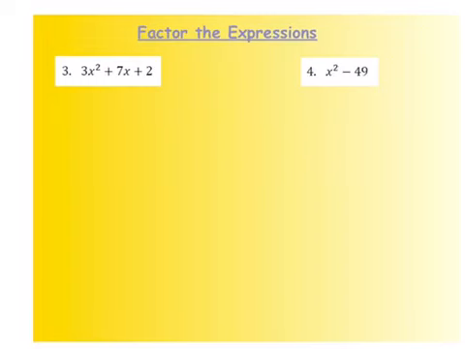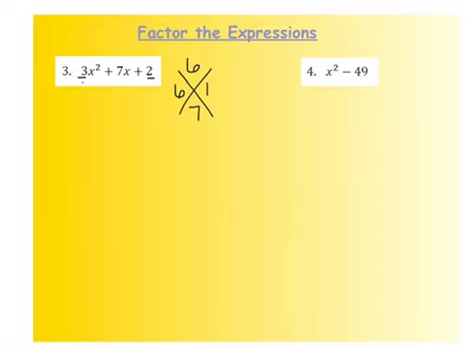Let's look at number 3 here. First things first, is there a GCF? There is no GCF in this problem, so we're going to set up our x. So we're going to multiply a times c, so 6 goes on top, and then b goes on bottom, so 7's on the bottom. So two numbers that multiply to 6 and add to 7, I have 6 and 1.